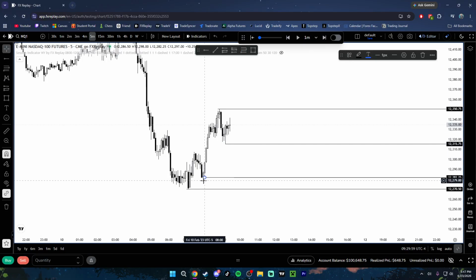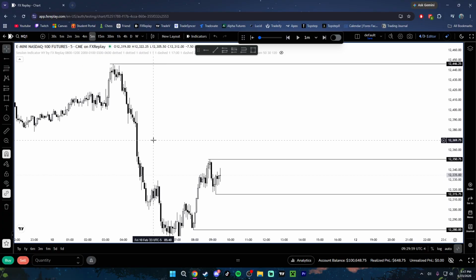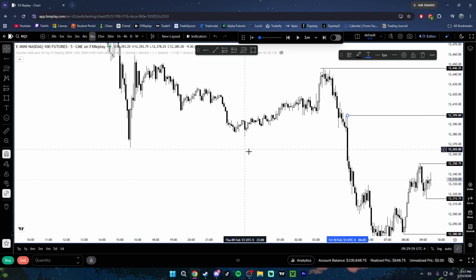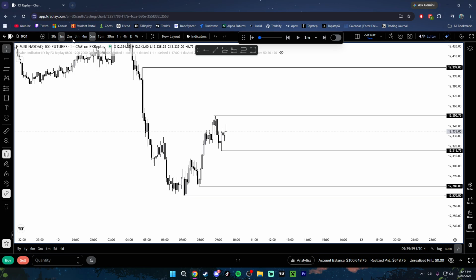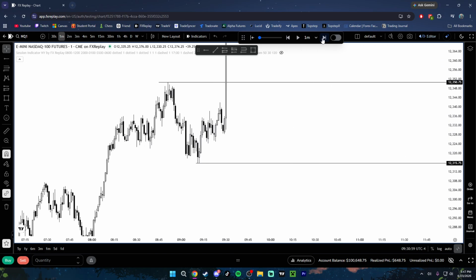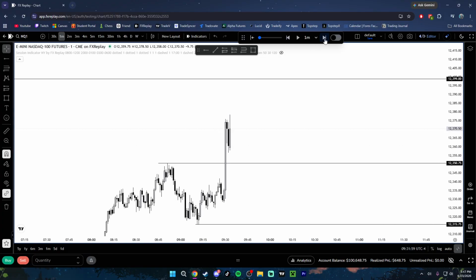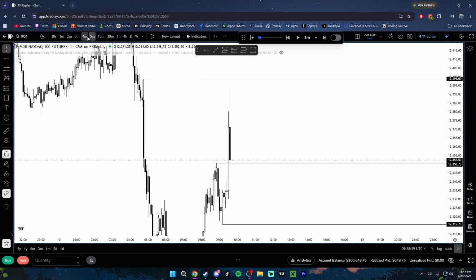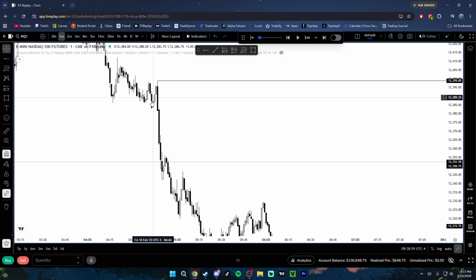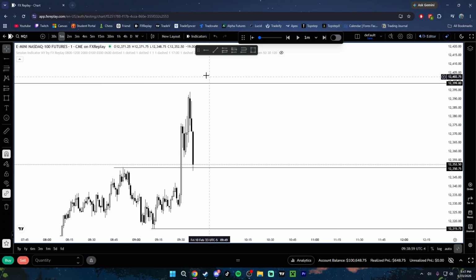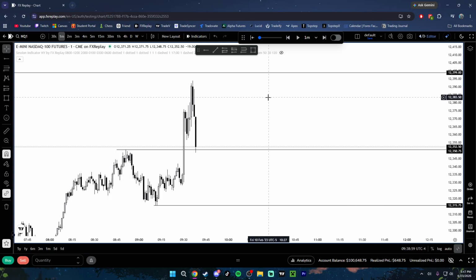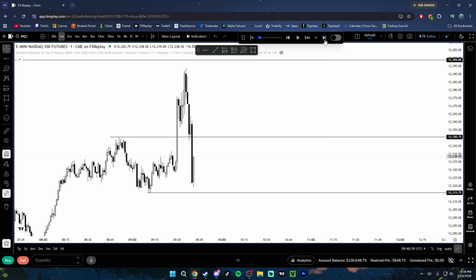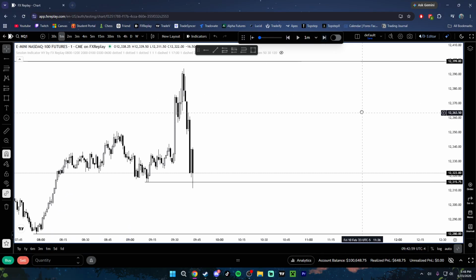Lows. Alright. So let's see what happens here. Okay, what did we hit? So we hit this liquidity pool right here. Let's start rejecting from that area. Let's see if we want to go lower towards this LR. And we take that. No entry.